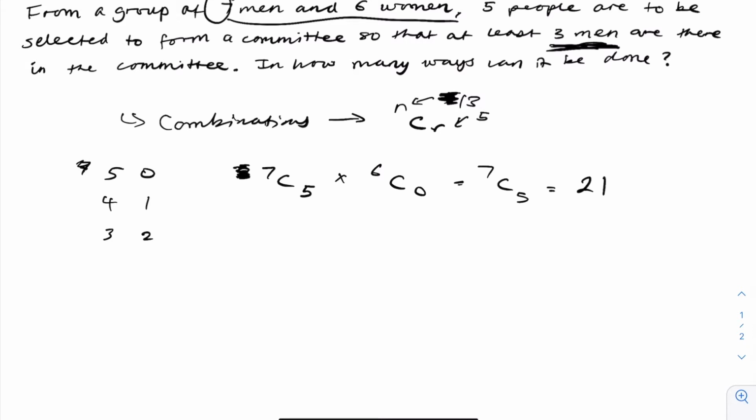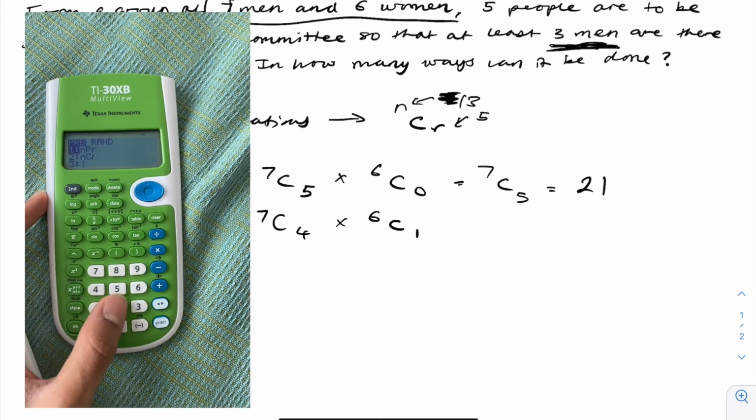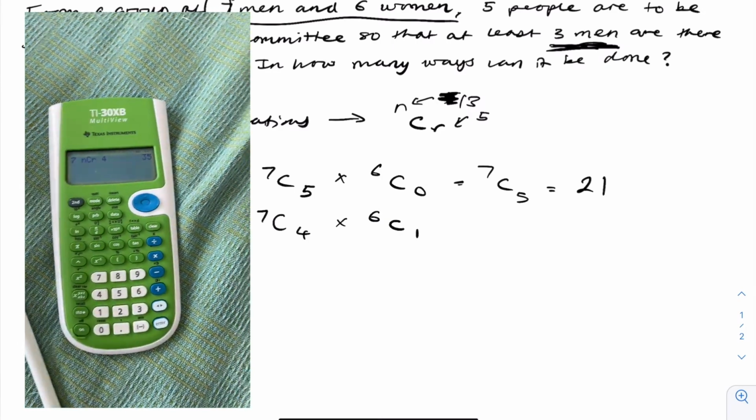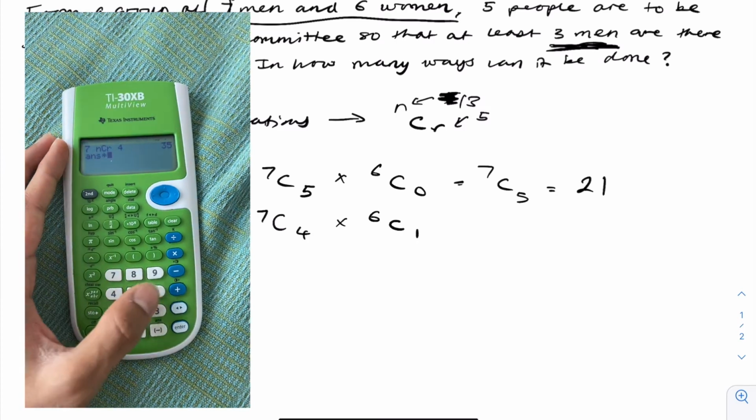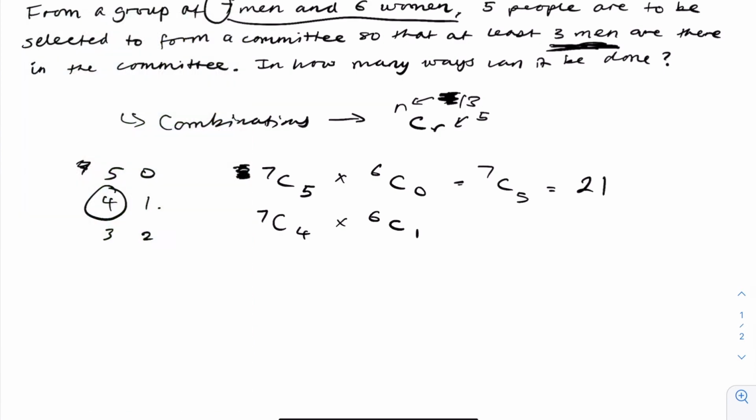Now, we have to find the different ways where there are 4 men and 1 woman. So that's 7C4, because we're choosing 4 men from 7, times 6C1. If we evaluate these separately, 7C4 is 35, and then we multiply that by 6C1, which gives us 210. So in this case, our answer is 210 when we're choosing 4 men and 1 woman.